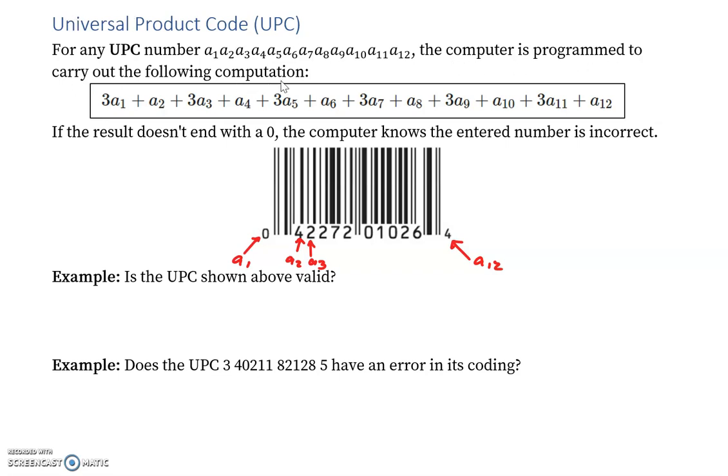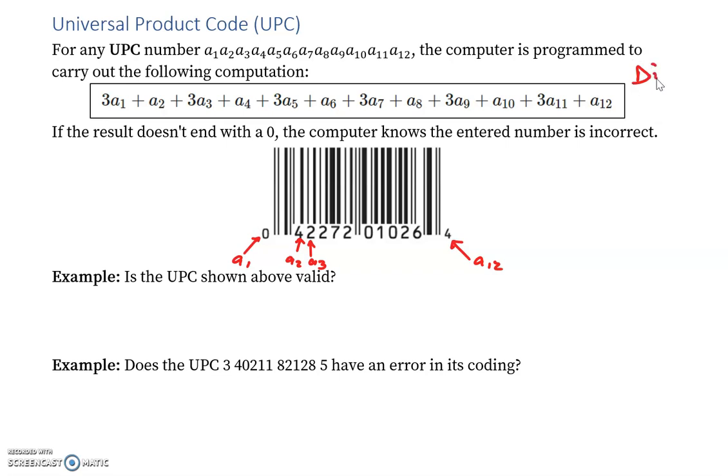The computer's programmed to carry out the following computation. So it alternates. It's going to multiply the first number by 3, and then add the second number, then multiply the third number by 3, add the fourth number. So all of the odd numbers, the first, third, fifth, etc., those all get multiplied by 3, and then all the even numbers are just added in there as they are. Sorry, before I get to that, I should tell you what needs to happen with that sum. So if the result doesn't end with a 0, the computer knows the number's entered incorrectly. That means this sum must end in 0. Right? If it's a correct number, it must end in 0. Another way of saying that is, it is divisible by 10.